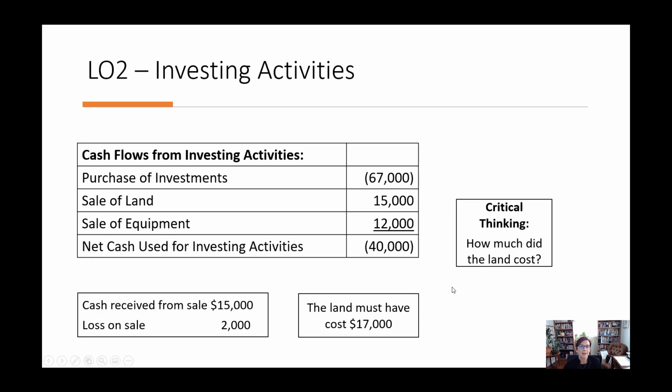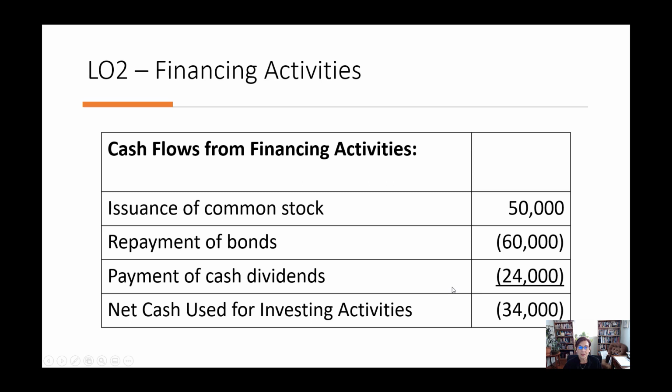All right, finally, we're going to take a look at financing activities here, and we have three different examples of financing activities. We have an issuance of common stock. Remember that means cash has come in. We repaid some bonds. That means whenever you repay a loan, the company's paying money out, so that's a negative number. And then we paid cash dividends of $24,000. So again, you net these together. You have 15 minus 60 minus 24 gives you a negative $34,000 cash used for financing activities.